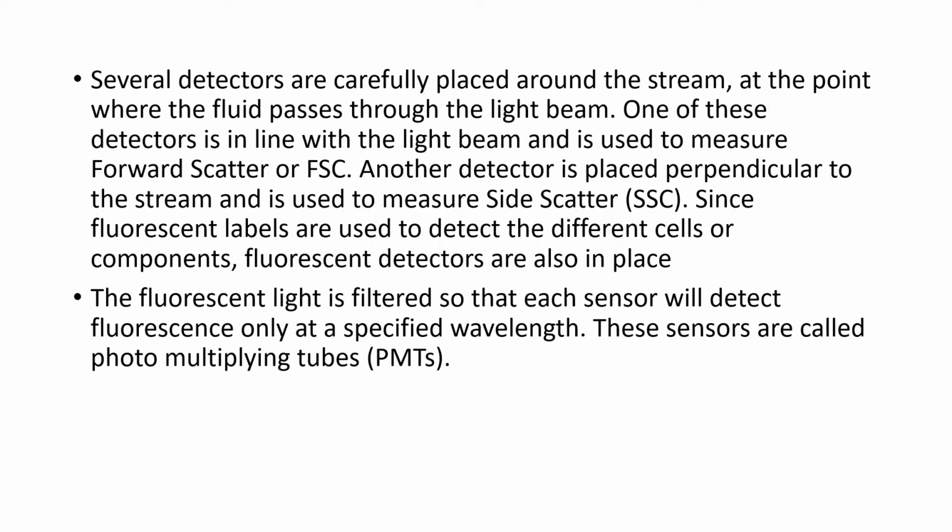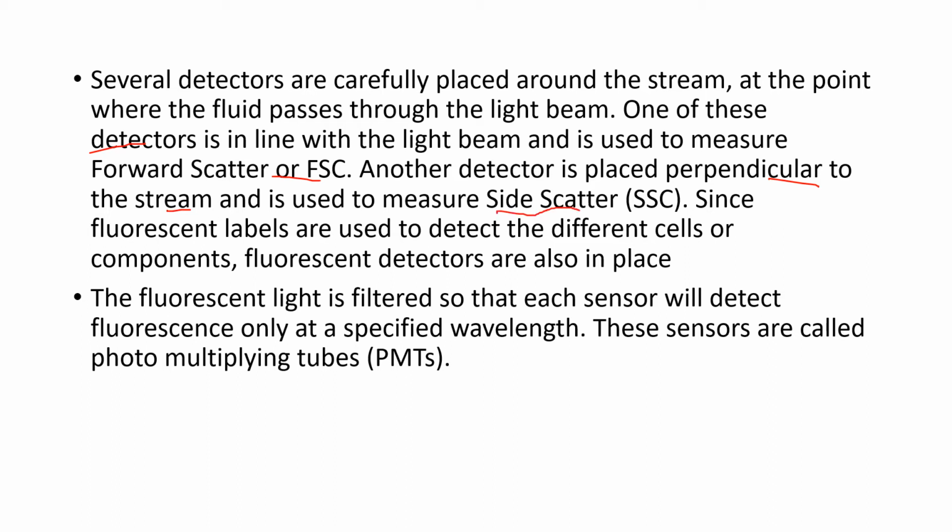When a cell passes through the laser light, it scatters three kinds of light. The first one is forward scattered light, the second one is side scattered light, and the third is fluorescent light. For detecting these light beams, different kinds of detectors are used. The first detector is used for forward scatter light. Another detector is placed perpendicular to the stream and is used to measure side scatter light.